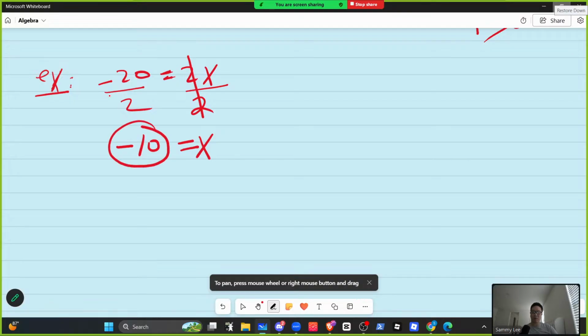Now, I didn't go over something that's very important. What if you wanted to check your answer? You just plug it in. You plug it into the original equation. The original equation was negative 20 equals 2x. So all we would have to do is plug negative 10 into x and work it out.